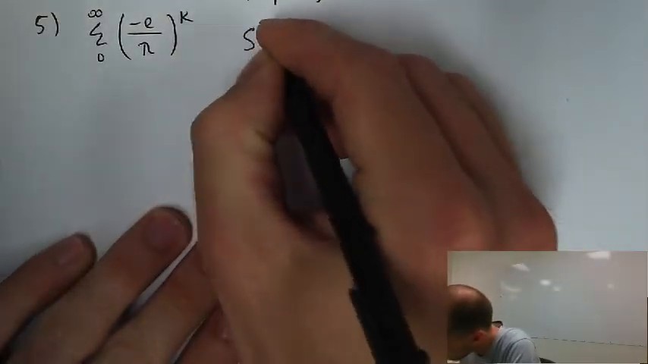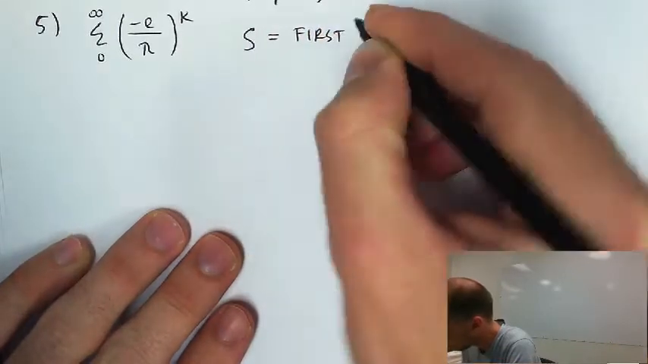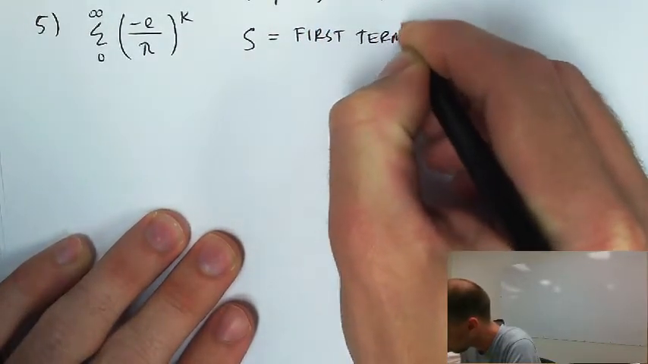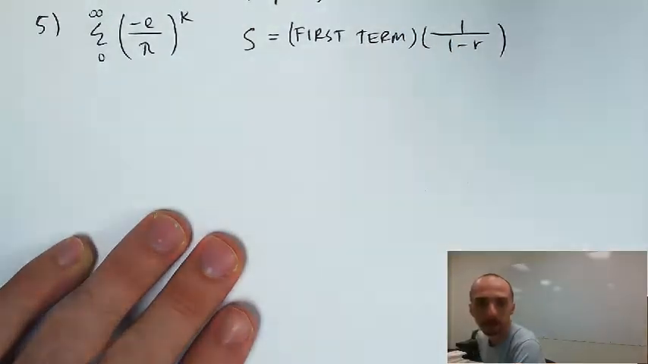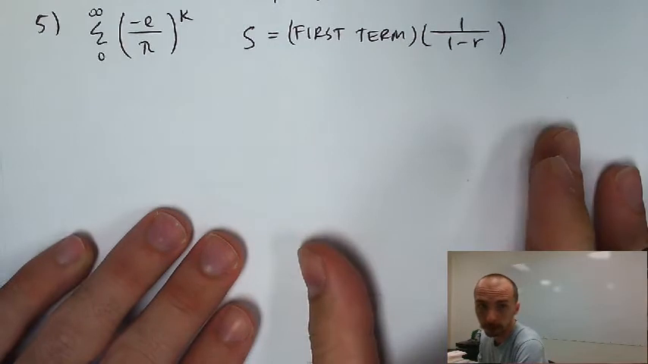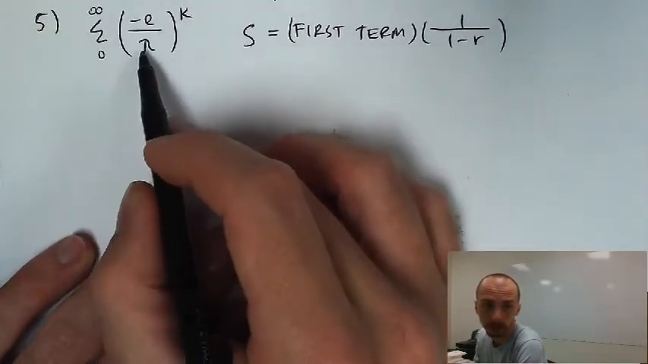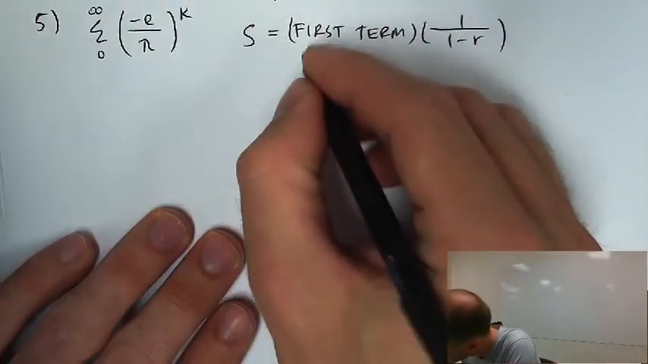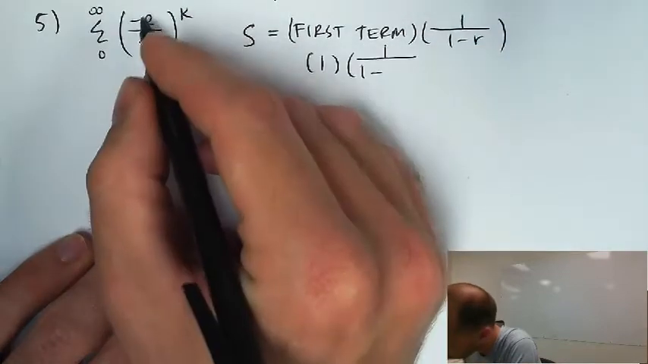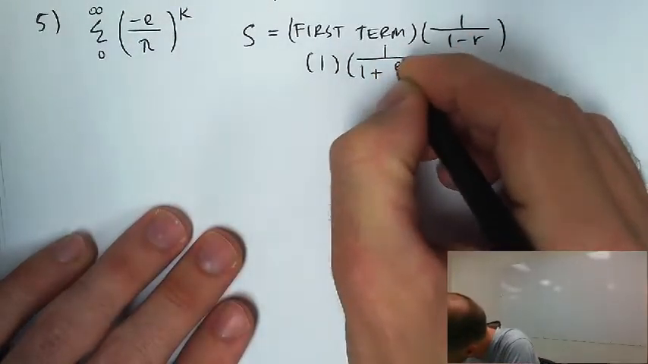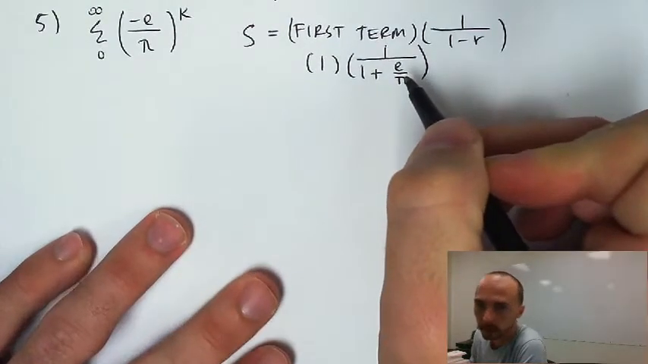So the sum is equal to the first term times 1 over 1 minus r. Well, we just need to figure out what the first term is. I'm going to say that the first term is where k equals 0. Negative e over pi to the 0 is going to be 1. And then 1 over 1 minus the common ratio, which is negative e over pi, so it would be plus e divided by pi.